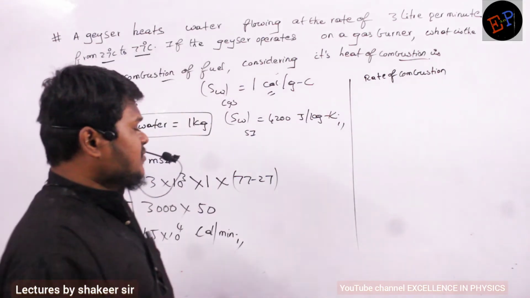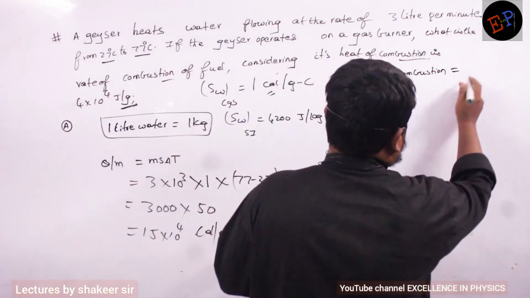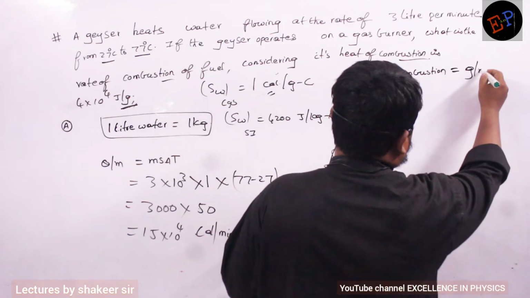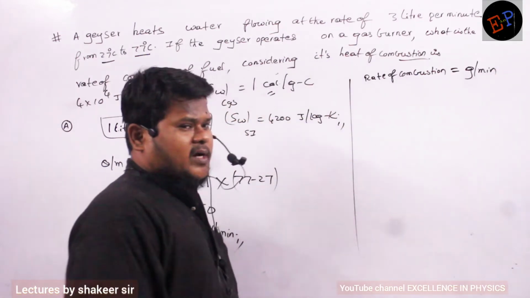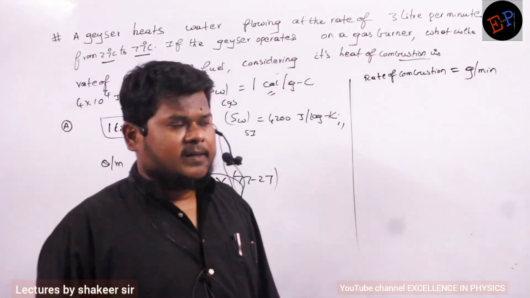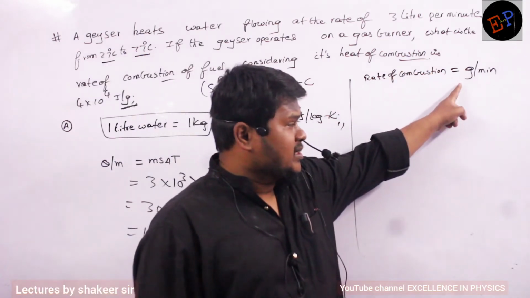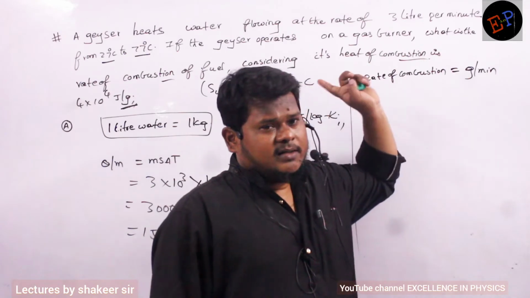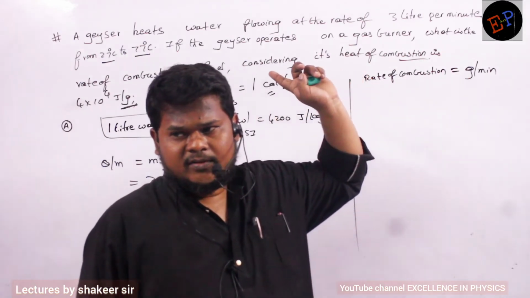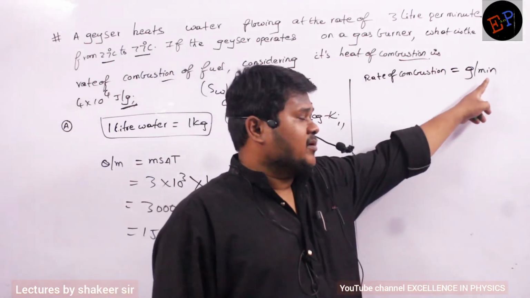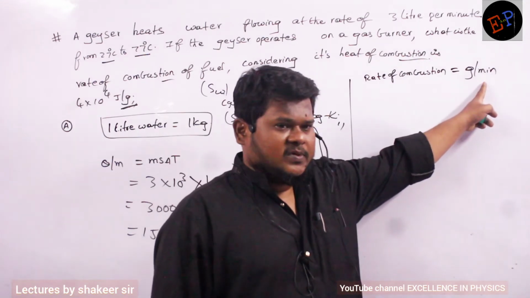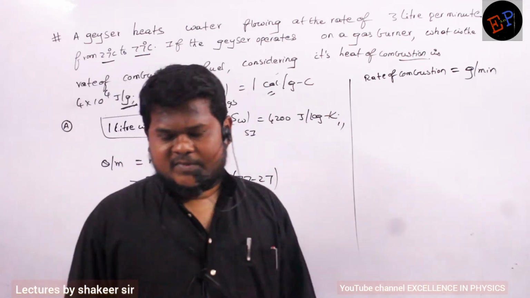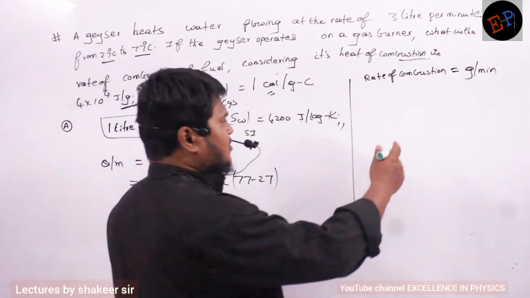So what is the unit of rate of combustion? Grams per minute. Why am I writing grams per minute? Rate of combustion means how many grams of fuel should be consumed in how much time, and here the standard taken is a minute. So how many grams of fuel do I have to burn in 1 minute? So rate of combustion is nothing but grams per minute in this condition. That is one piece of data, and this is what I have to calculate.